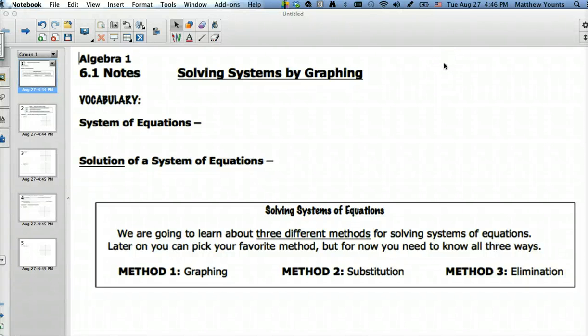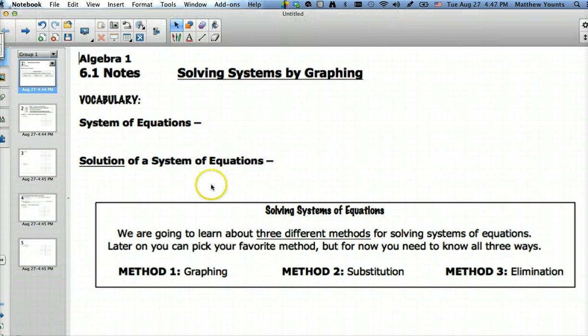In this video, we're going to get an introduction to our next unit, which is systems of equations. We're going to learn 3 methods for solving systems of equations over the next several weeks, and the first method we're going to look at for this video is solving systems by graphing. So let's go over some vocabulary first of all.